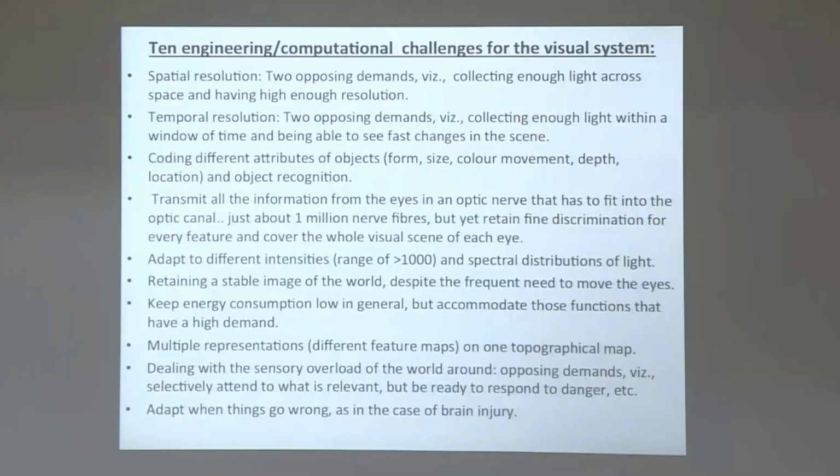Then there's sensory overload. There's so much information pouring into the brain all the time, in the visual world and auditory world, and you're still able to focus attention on one. How exactly do we do that? That's something I'll be talking about quite a bit. And then when there is damage, the brain manages to deal with it.